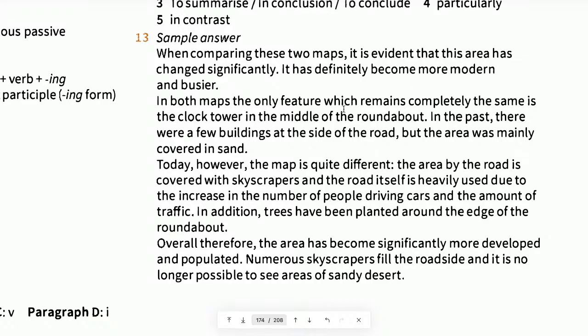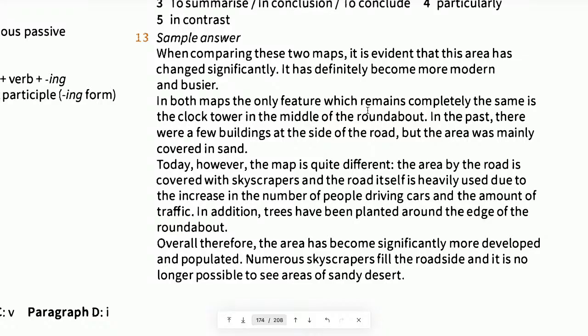Got it? And here we only need to use the simple present tense, because there's no need to say about the past, right? Because we say something remains the same. So that means that we see that in the past, we still see it in the present, right? It remains the same, unchanged. So we use the simple present tense here. Got it? All right, next one.